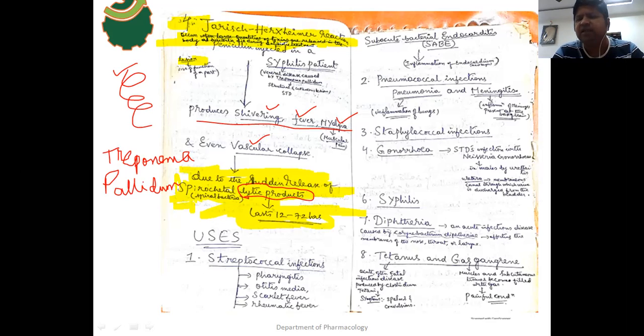When penicillin is injected in a syphilis patient, it will kill Treponema pallidum, which is responsible for syphilis and is a spirochete, a coiled bacteria, as shown. When these bacteria die, they release a large amount of toxins, which we call lytic products. For a period of 12 to 72 hours, the patient may have symptoms like shivering, fever, myalgia, and vascular collapse. This particular adverse reaction is called the Jarisch-Herxheimer reaction. Let me show you a picture.